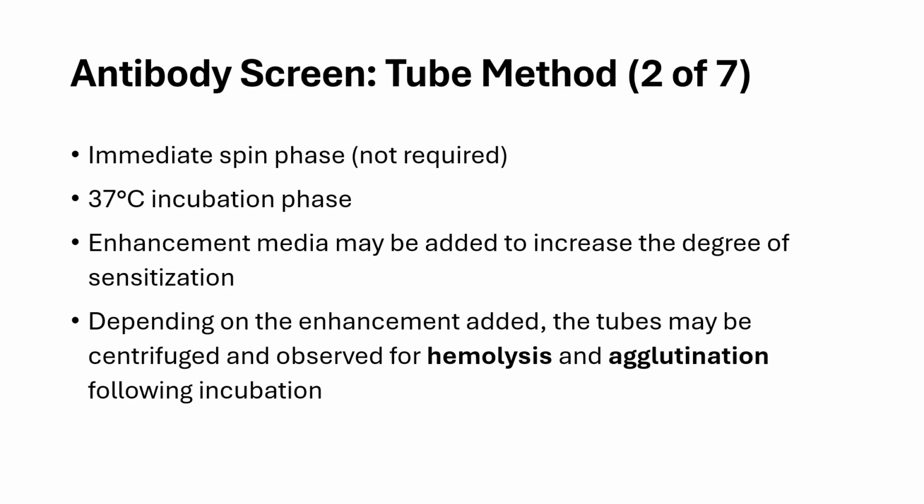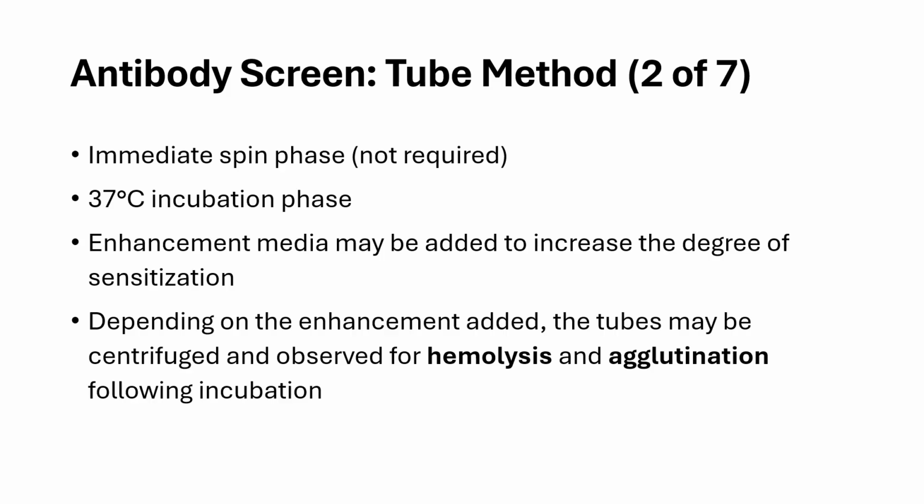First steps in the indirect antiglobulin test. We have the immediate spin phase. This is optional. It's not always required, but it does help to detect cold reactive antibodies quickly. And then we have the 37 degrees Celsius incubation phase. This is the essential phase for detecting clinically significant warm antibodies. It simulates body temperature, enhancing antibody binding.